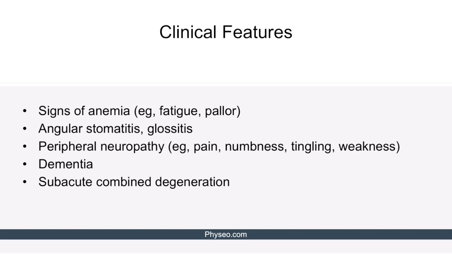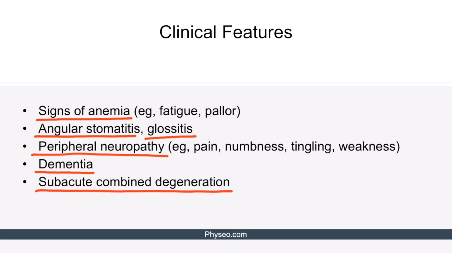Now let's talk about the clinical features of vitamin B12 deficiency. Macrocytic anemia can result in classic signs of anemia, such as fatigue and pallor. Patients may also present with angular stomatitis, glossitis, and symptoms of peripheral neuropathy, such as pain, numbness, tingling, and weakness. Neuronal toxicity can also result in dementia and subacute combined degeneration.